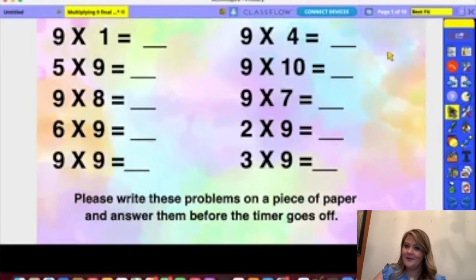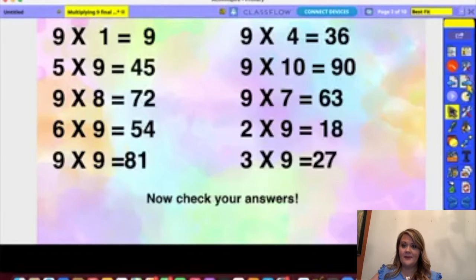All right, time is up. We're going to go ahead and go over these problems. So you have 9 times 1 equals 9, 5 times 9 equals 45, 9 times 8 equals 72, 6 times 9 equals 54, 9 times 9 is 81, 9 times 4 is 36, 9 times 10 equals 90, 9 times 7 equals 63, 2 times 9 equals 18, and 3 times 9 equals 27.